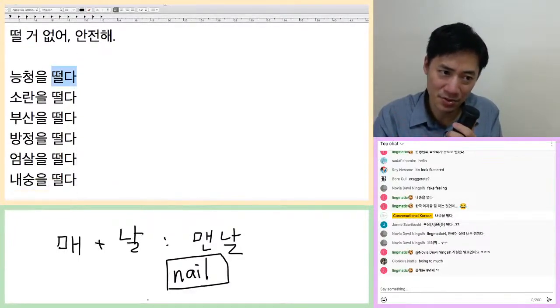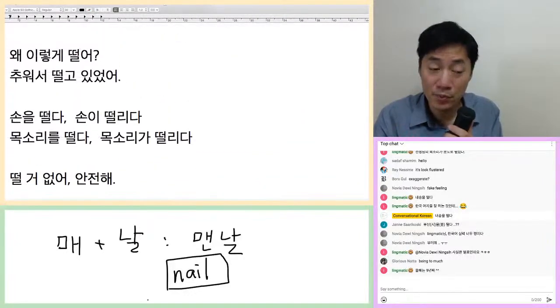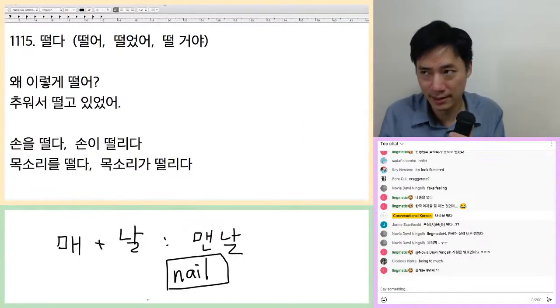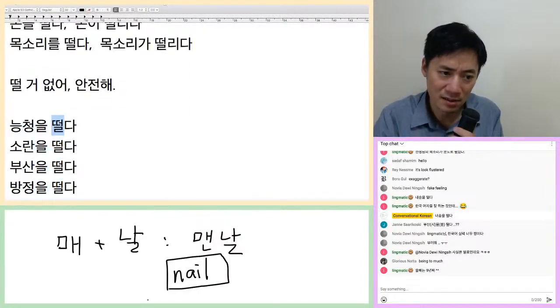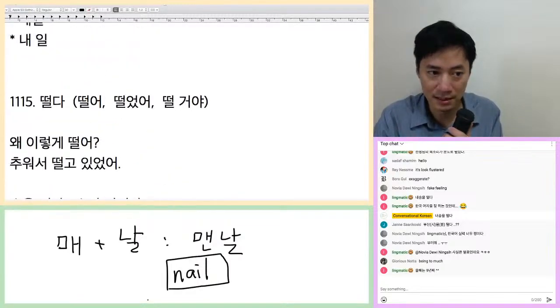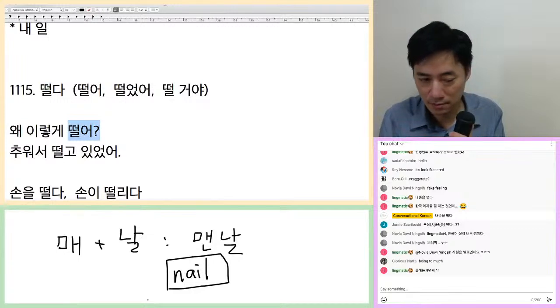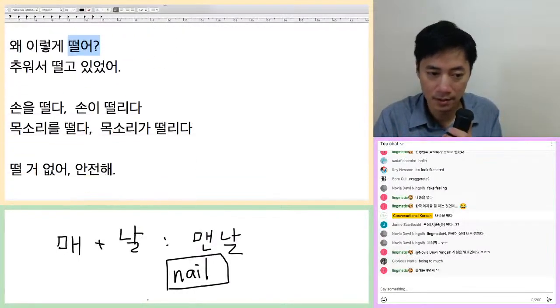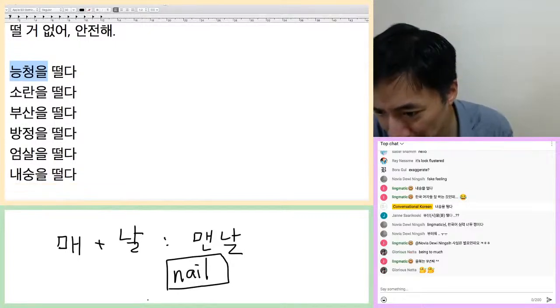떨다 can be used in very different cases. But primarily, 떨다 is kind of shaking. Oh, this 떨다 is just a different word, I think. In this case, it's the shake, and this one can be used in different cases.